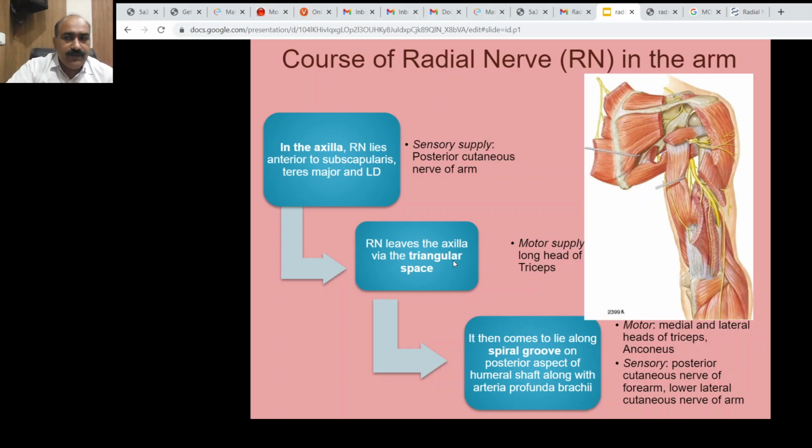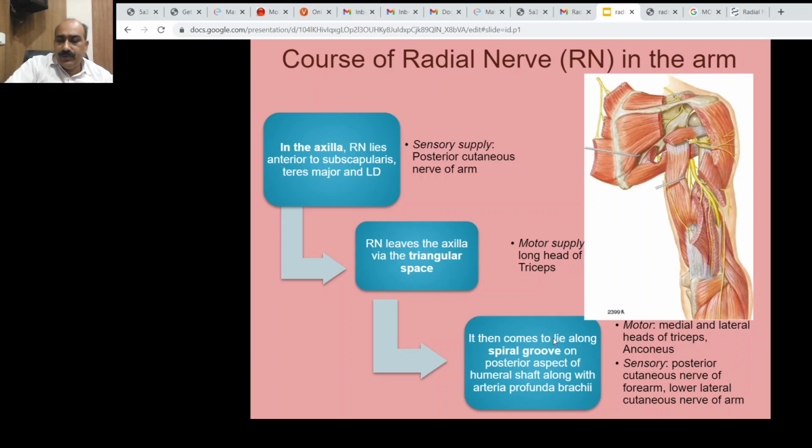Course of radial nerve in the arm. In the axilla, radial nerve lies anterior to subscapularis, teres major and latissimus dorsi. Here it gives sensory supply to the posterior part of the arm. It leaves the axilla via the triangular space. Here it is, and gives motor supply to the long head of triceps.